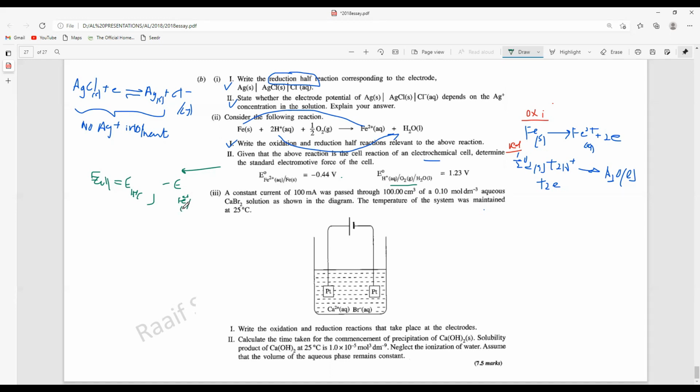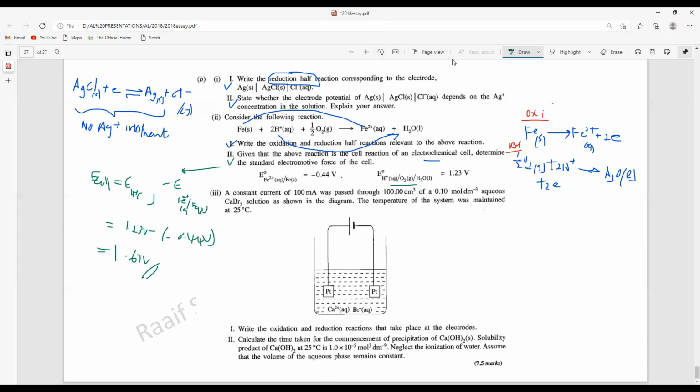You have to put the physical state as aqueous, and Fe solid here, and then you can show the calculation. So it is 1.23 volts minus 0.44 volts. So this gives you the value 1.67 volts. It's nice. Okay, so this is also done.